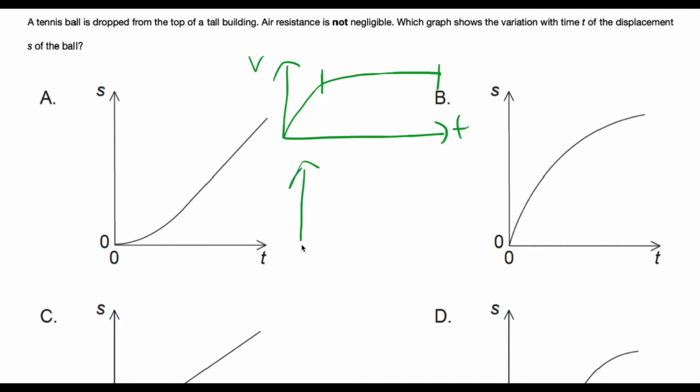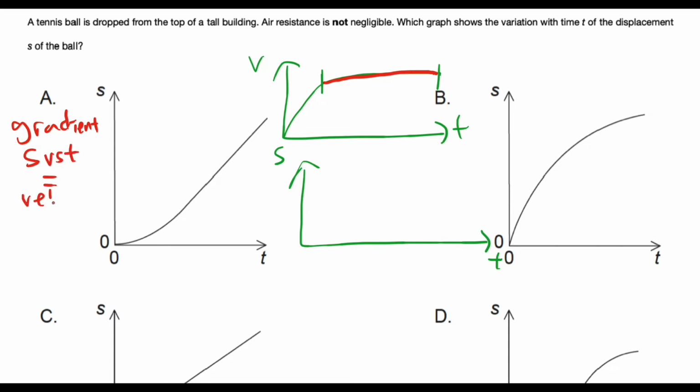So we know the velocity versus time graph, and we need to know displacement versus time. So for this part here, it has a constant velocity. And we know the gradient of the displacement versus time graph is equal to velocity. So let me write this down. Gradient of displacement versus time is equal to velocity. So here, if it has a constant velocity, it means that the gradient must be constant. So it's gonna look something like this.